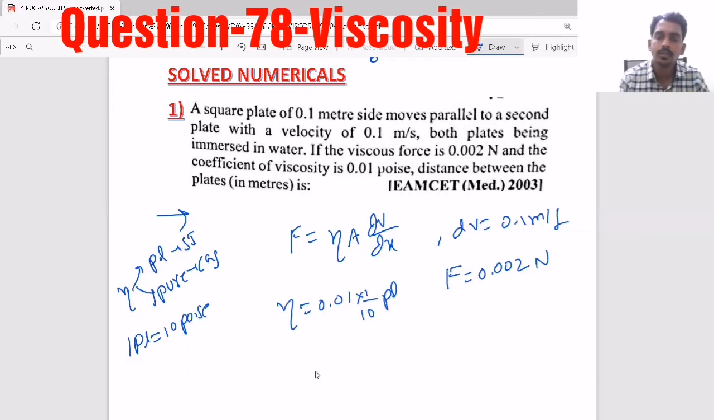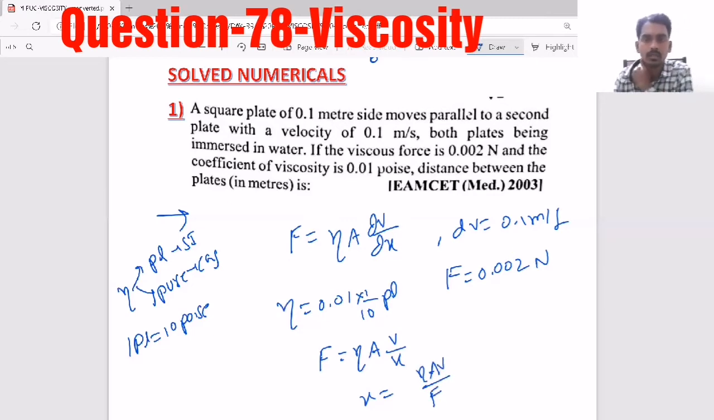And they are asking the distance between them, that means dx. So F equals eta A v by x. So x equals eta A v by F. So all the values are there. Eta, and area we have to find because it is a square plate. So area will become how much? 0.1 into 0.1, side length 0.1. So 0.01 meter square. Now eta, A, v, F, all the values are there. Then you can substitute and solve it.